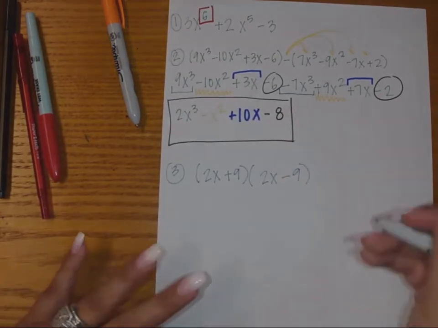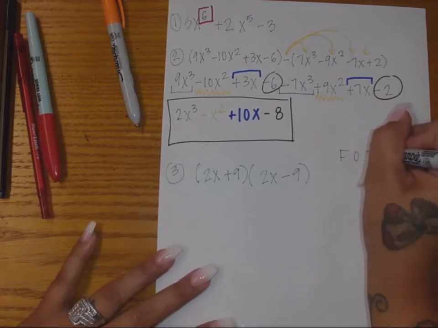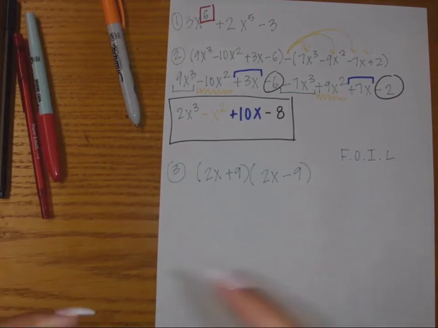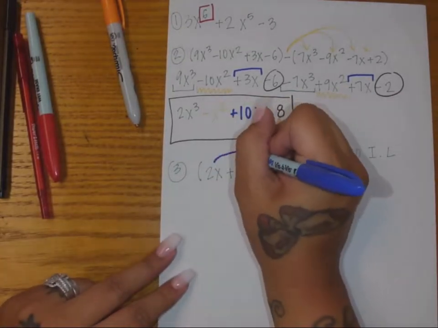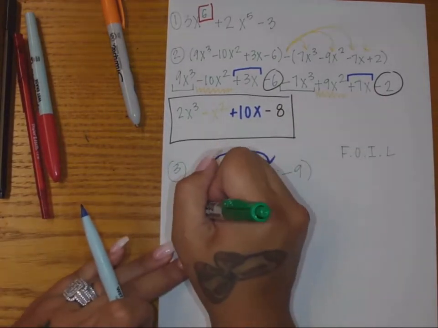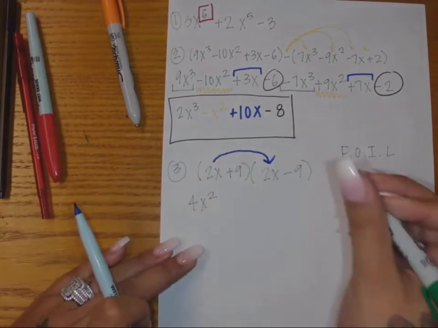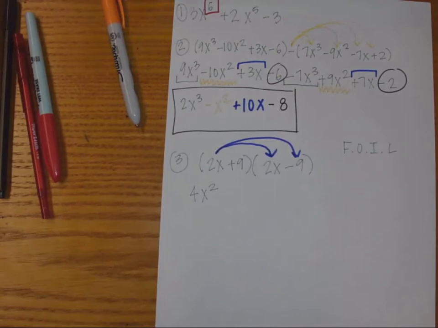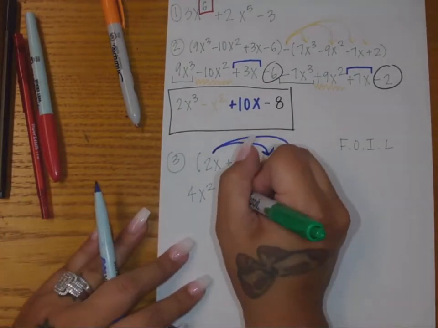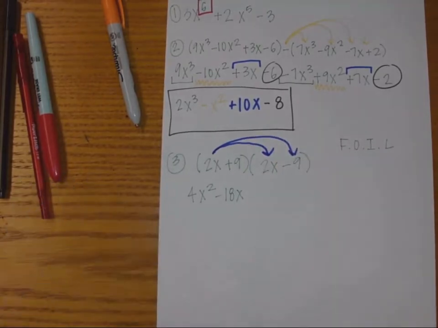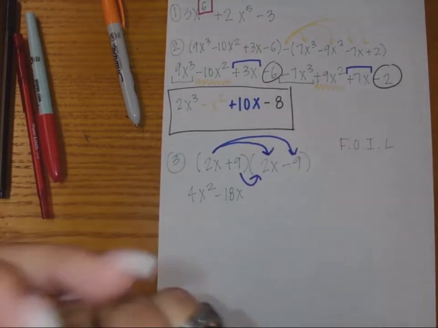FOIL is first, outer, inner, and last. And what we do is we multiply this 2x by 2x. 2 times 2 is 4. X times x is x squared. Then we multiply 2x by this negative 9. 2 times 9 is 18. Signs are different, so it's negative. Don't forget your variable.